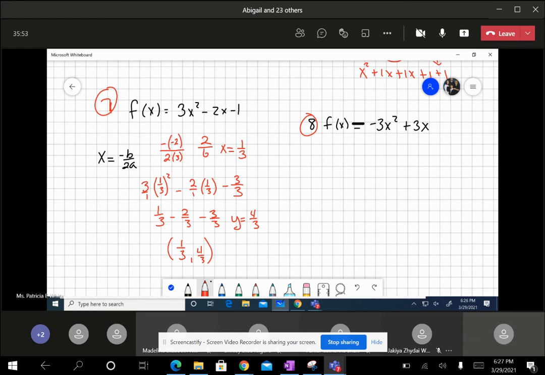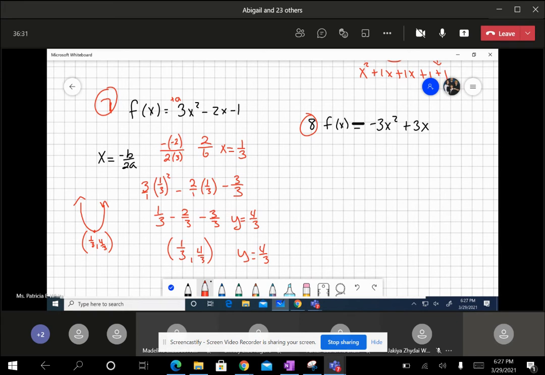Is this a maximum value or a minimum value? How do you know? That's positive, right? If I have a positive A, this is 1/3, 4/3. So your answer to this would be y is equal to 4/3. Okay.